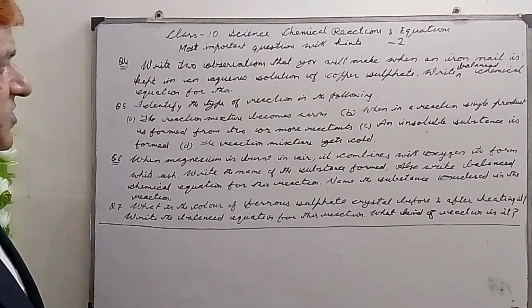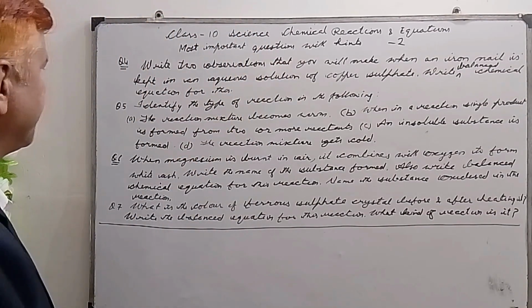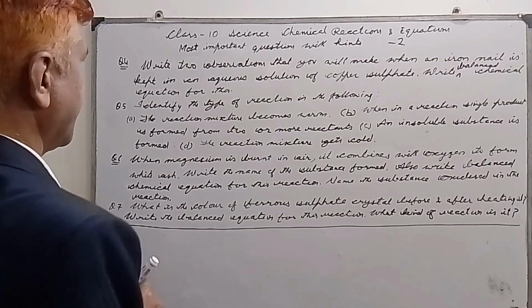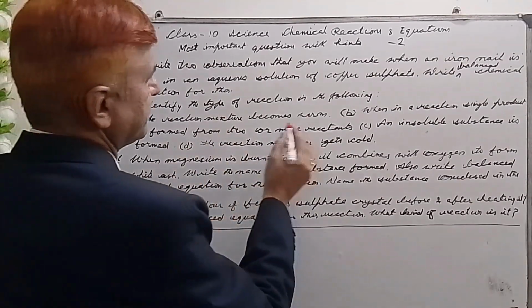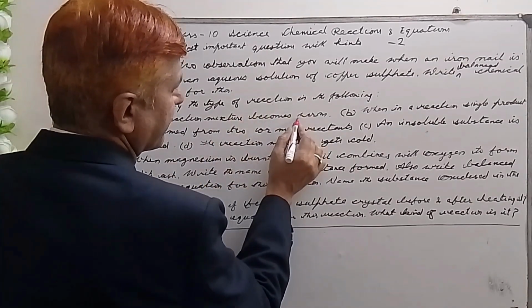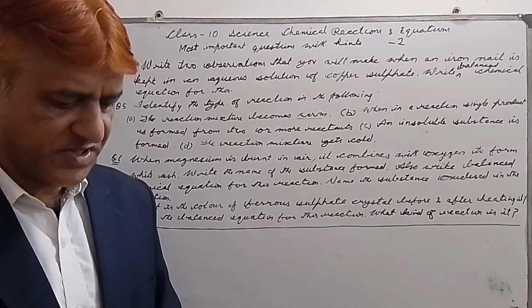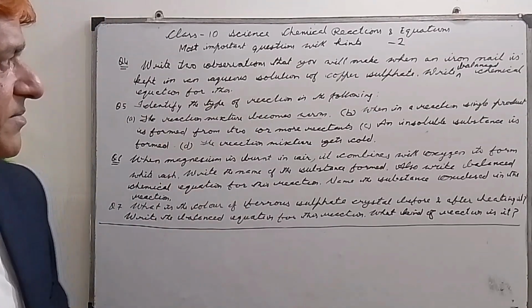Identify the type of reaction in the following. Part A is the reaction mixture becomes warm. It means heat is produced in the reaction. So this is an exothermic reaction.